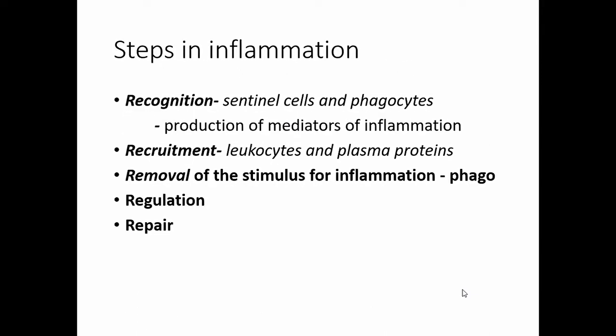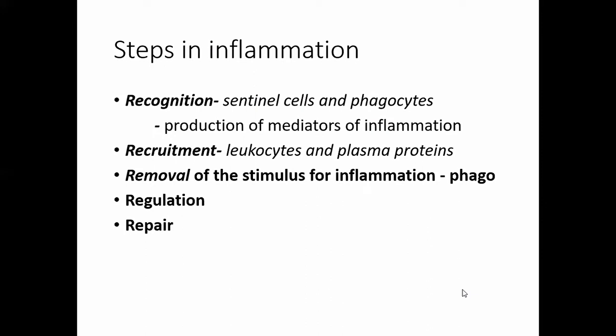So the steps in inflammation include recognition, wherein the cells involved in inflammation, like the sentinel cells and the phagocytes, are equipped with receptors that recognize the microbial products and substances released from the damaged cells. And then the engagement of the receptors leads to the production of the mediators of inflammation, which will be discussed later. These trigger the subsequent steps in the inflammatory response, and the next step is recruitment.